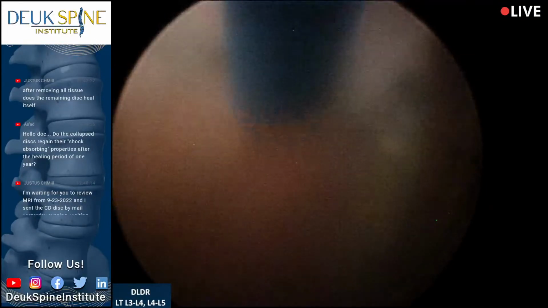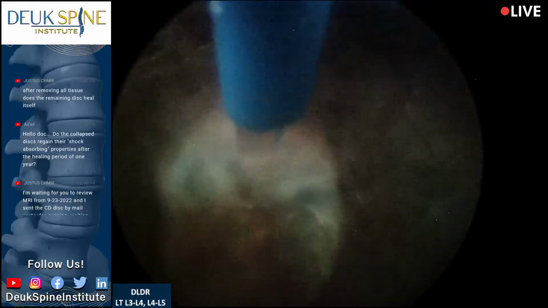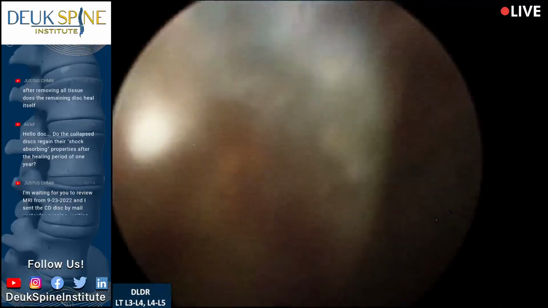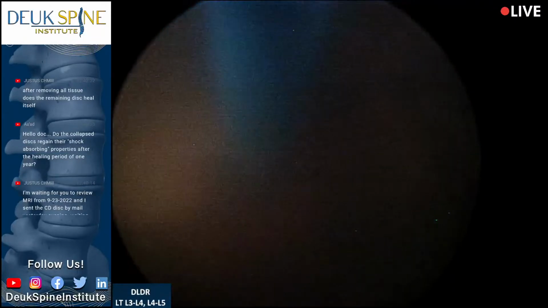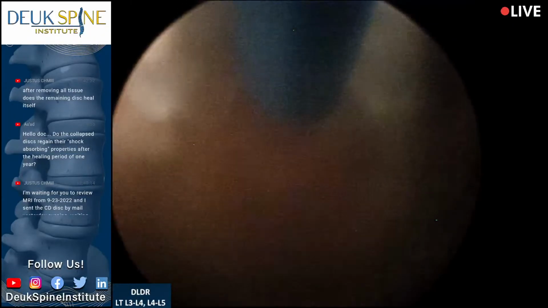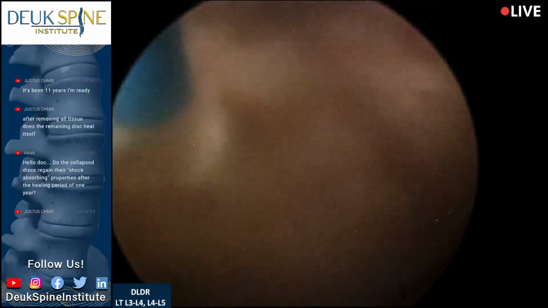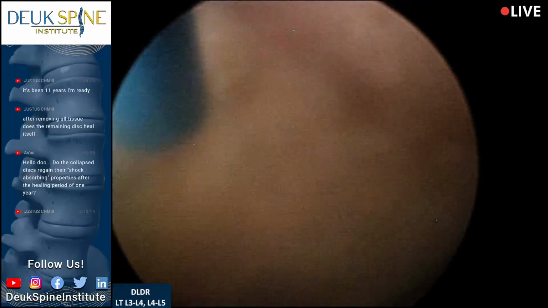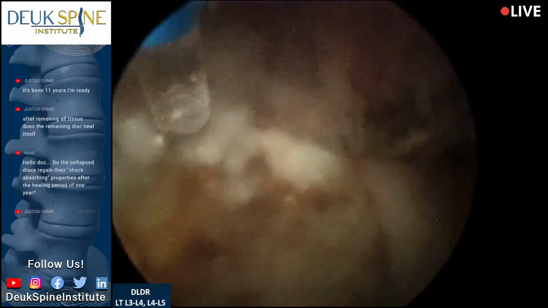So hopefully that helps you understand. We're not taking out the disc. We're only taking out the herniation and cleaning the tear from whence it came. If you can clean the tear and let it heal, then no more herniations will happen in the future. And the pain goes away permanently.